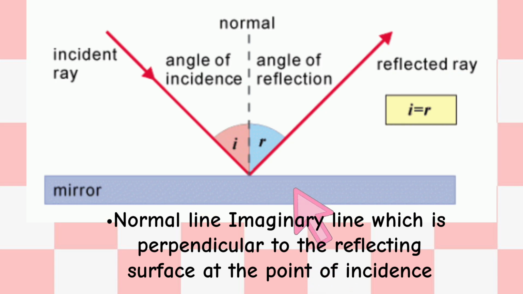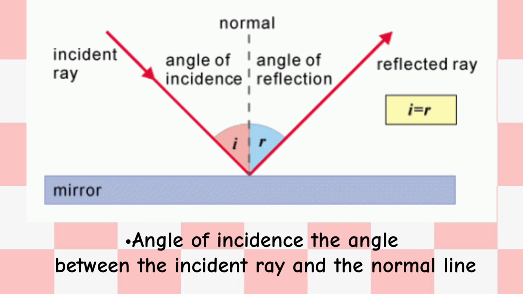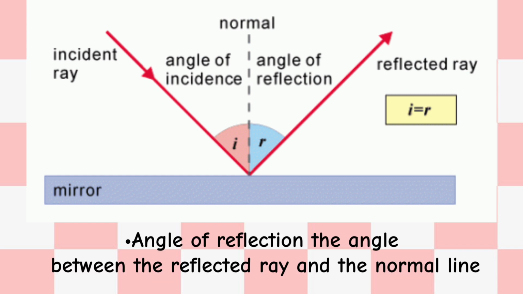A normal line is an imaginary line which is perpendicular to the reflecting surface at the point of incidence. Angle of incidence: the angle between the incident ray and the normal line. Angle of reflection: the angle between the reflected ray and the normal line.